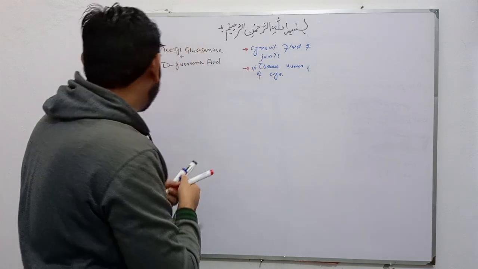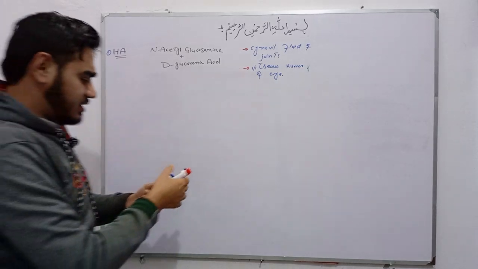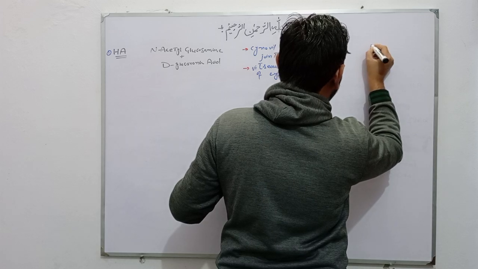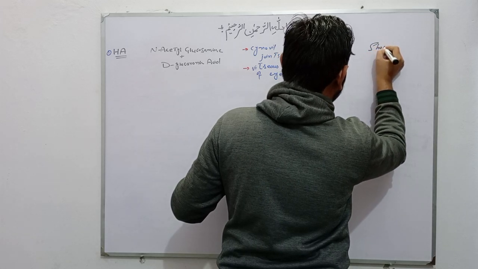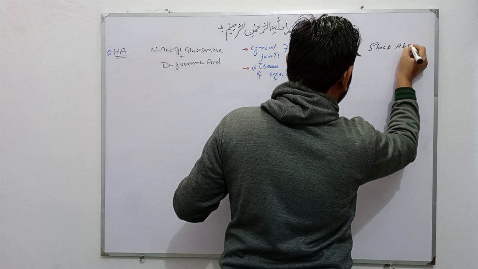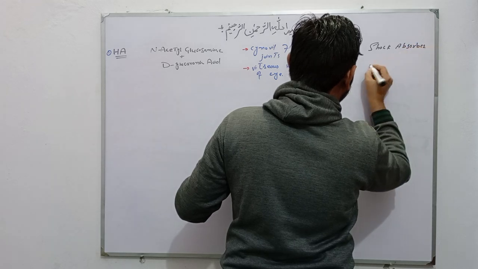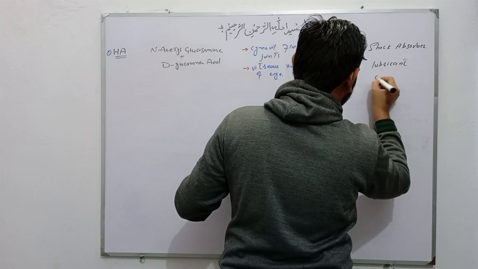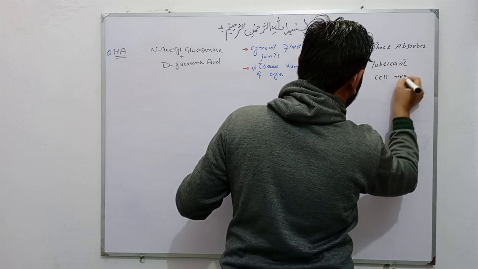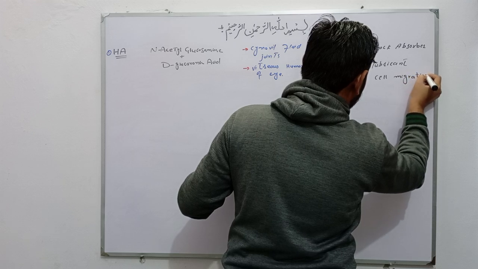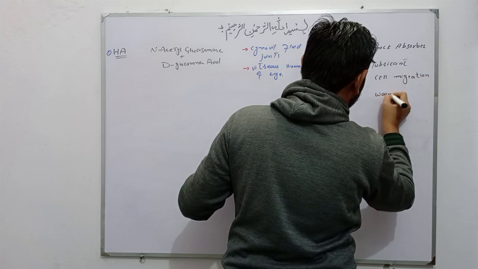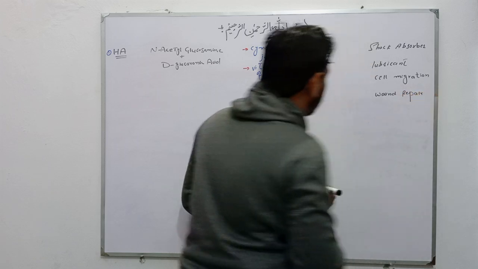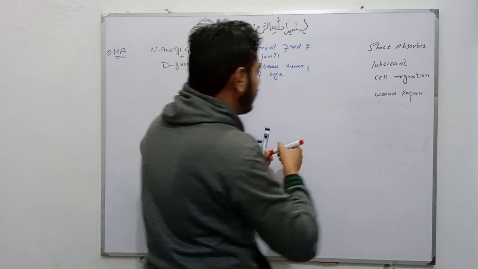And the important functions of hyaluronic acid are that they act as a shock absorber, and they act as a lubricant, and they are very important for cell migration, and in the wound repair mechanism they are very important. Friends, these are the functions of hyaluronic acid.